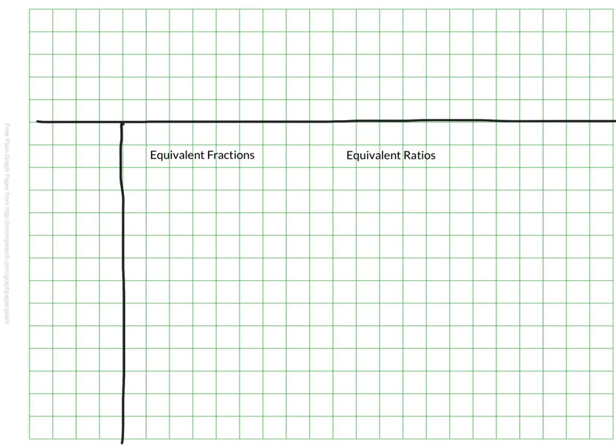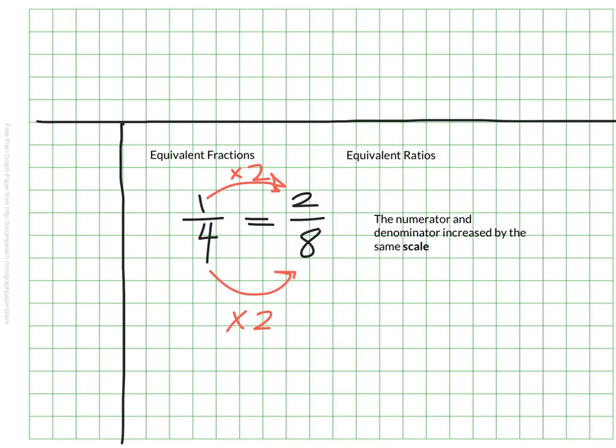So in 6th grade, we learned about equivalent fractions and also equivalent ratios. For example, we learned that 1/4 is equivalent to 2/8, right? That's nothing new. I can, however, prove that to us. I can prove that that's true because both the numerator and the denominator were increased by the same scale. In this case, they were both doubled. You'll also hear me refer to that as a scale of 2 because they were both multiplied by 2.